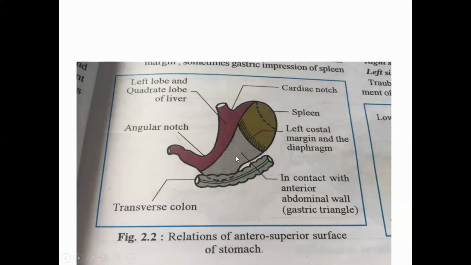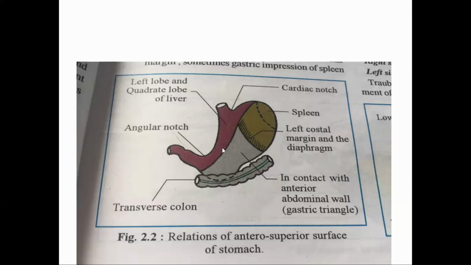The intermediate part of the anterior surface of the stomach comes directly in contact with the anterior abdominal wall, about 10 centimeters deep from it. The area directly related to the anterior abdominal wall is named the gastric triangle.